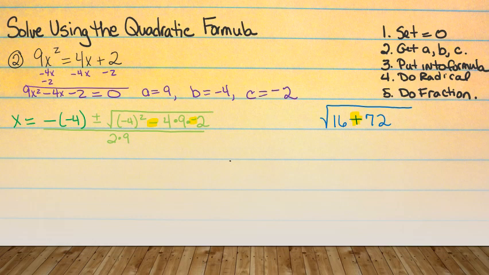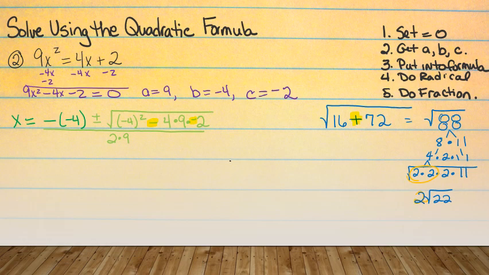All right, and so then 16 plus 72 is the square root of 88. So we'll break that down. That's 8 times 11. It's 4 times 2 times 11. So that's 2 times 2 times 2 times 11. All right, so let's see. The 2's get out, and 22, so my radical is 2 times the square root of 22. All right, so we got the radical all the way. That's step 4, get the radical all the way.